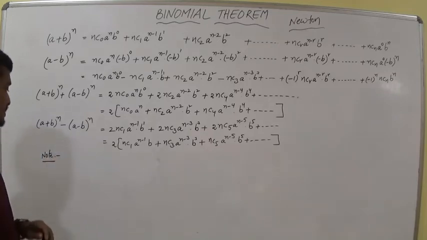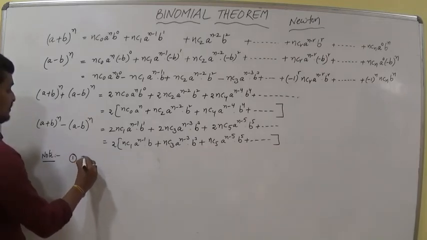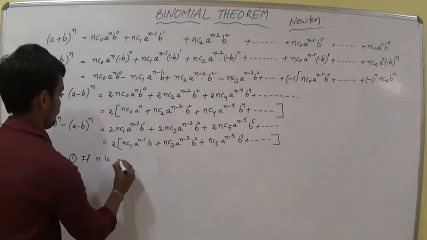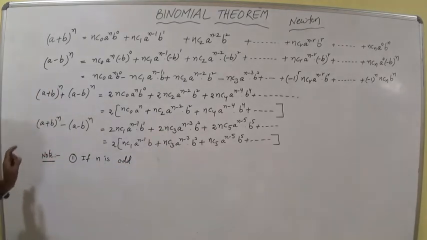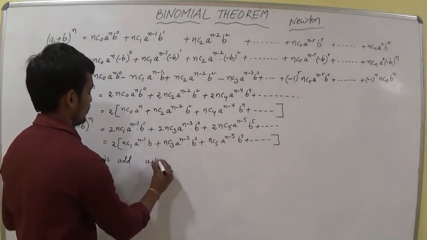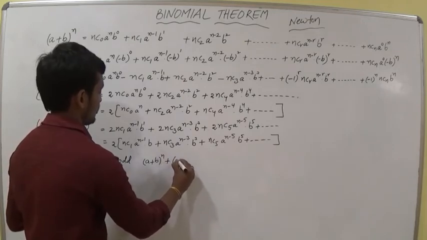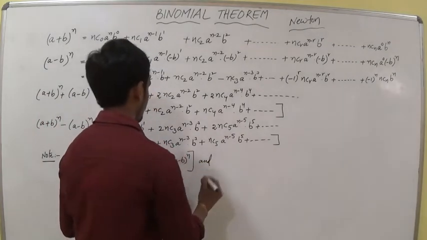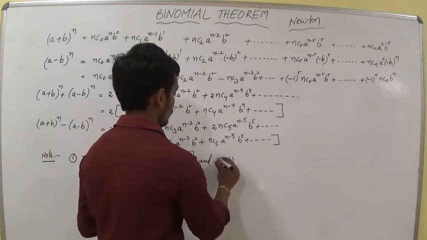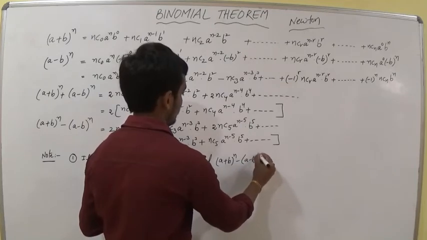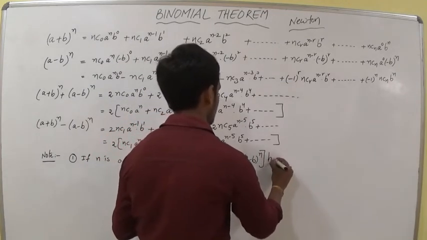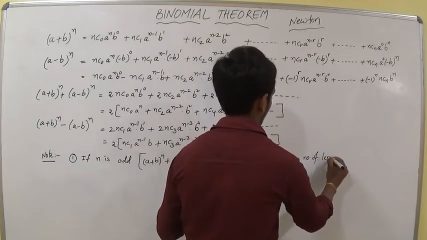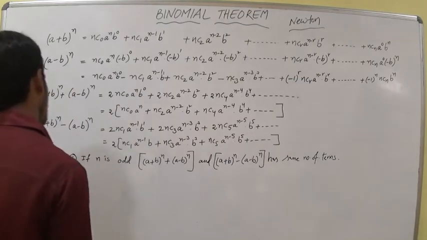You have to get some more knowledge. That is, first of all, if n is odd, (a plus b) whole power n plus (a minus b) whole power n, and (a plus b) whole power n minus (a minus b) whole power n have the same number of terms. Same number of terms, if n is odd.